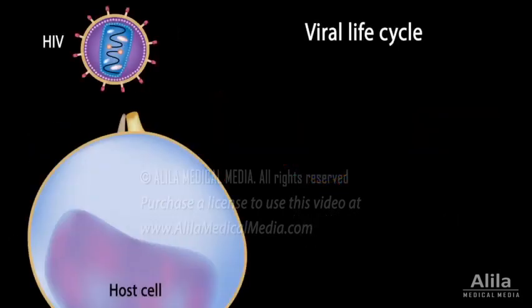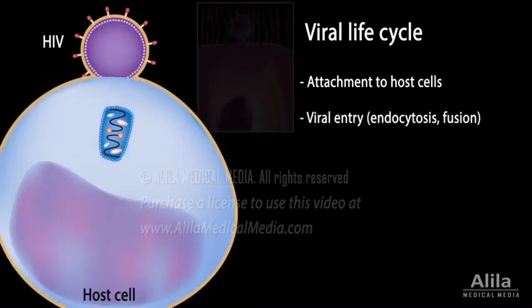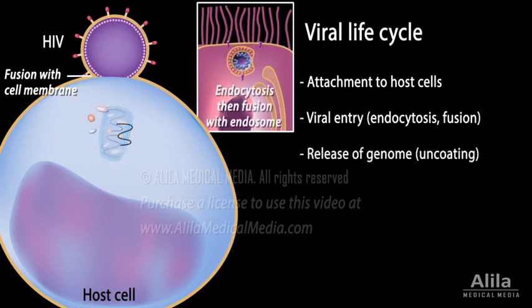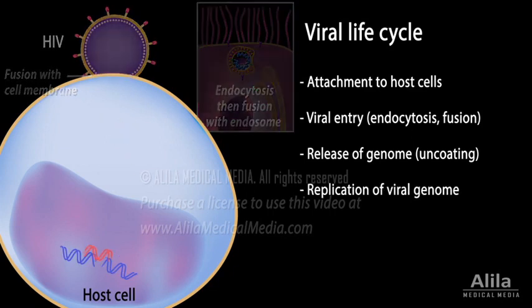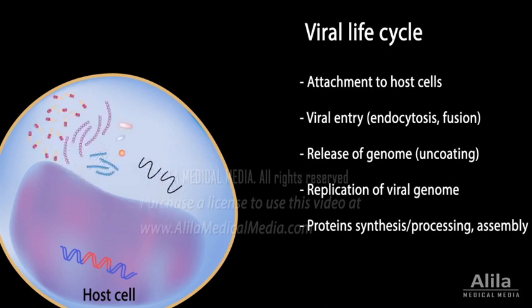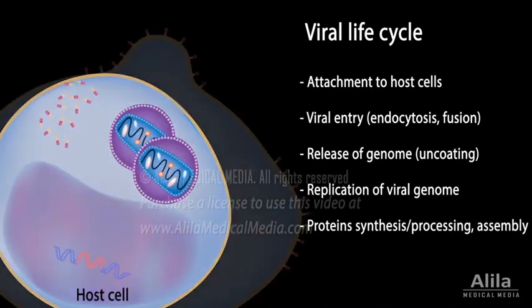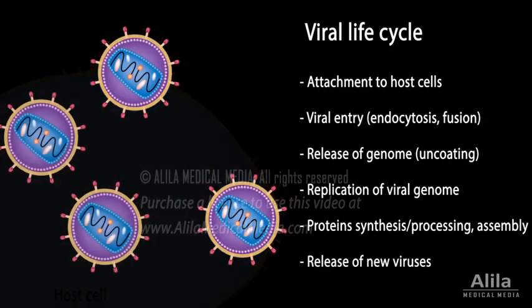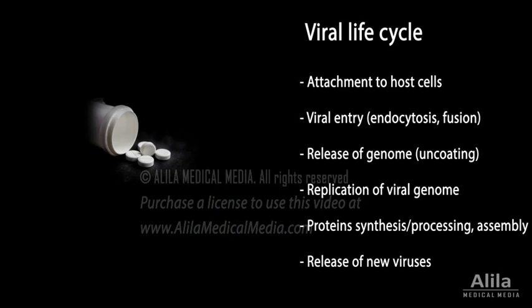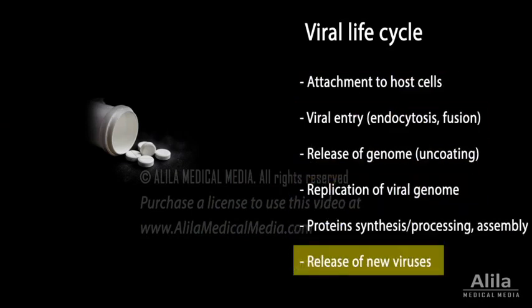A viral life cycle typically consists of the following steps: attachment to host cell receptor, followed by viral entry via endocytosis, membrane fusion, or both. Release of viral genome, also known as uncoating. Replication of viral genome. Synthesis and processing of viral proteins, assembly of viral components into new viruses, and release of new viruses from host cell. Antiviral strategies aim to block viral reproduction at any of these stages.